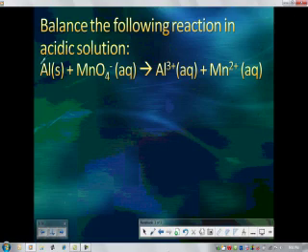Acidic solution. And this is our infamous redox reaction. If we're going to talk about electrochemical cells, we are going to be balancing redox reactions. The first time we learned this, it seemed so complicated. But now that you've had some experience, it's going to seem a lot easier this time. I promise.